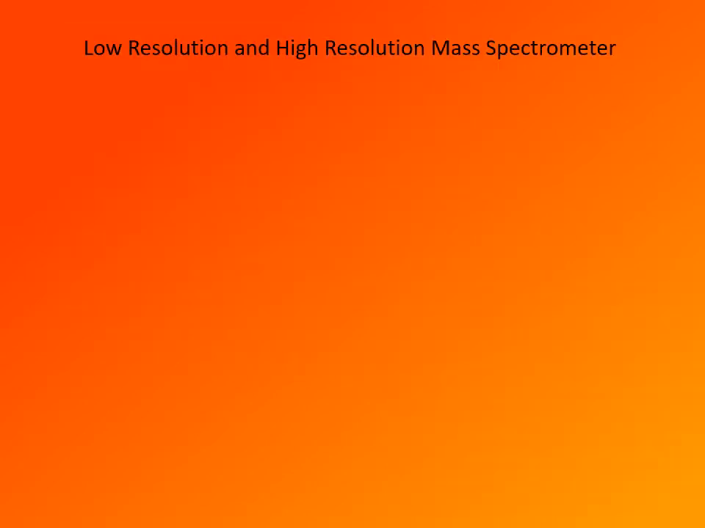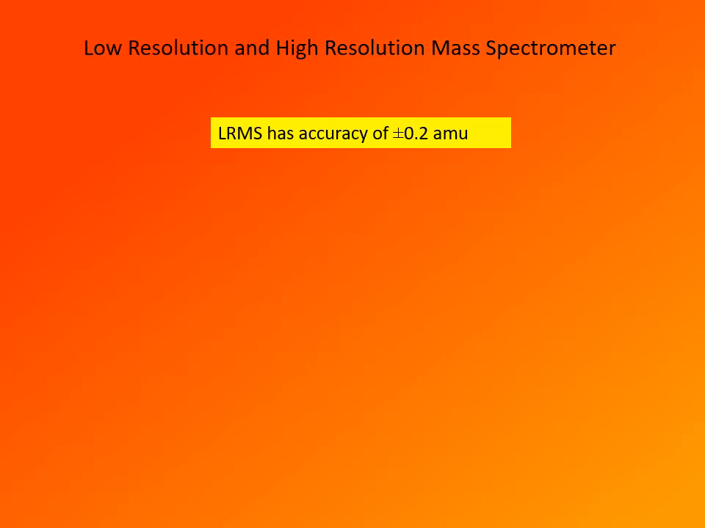Common mass spectrometers are what we call low-resolution mass spectrometers. A low-resolution mass spectrometer has an accuracy of plus or minus 0.2 atomic mass units. That's actually good enough for most purposes. For example, if we find that a molecule has a molecular mass of, let's say, 44, that means 44 plus or minus 0.2. Well, that means it's exactly 44, it's not 43 or 45. And that's good enough for most purposes.